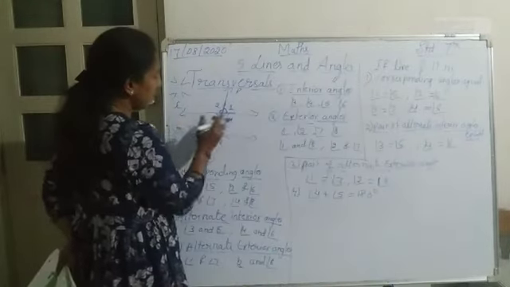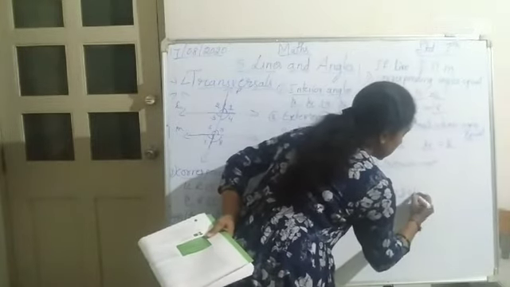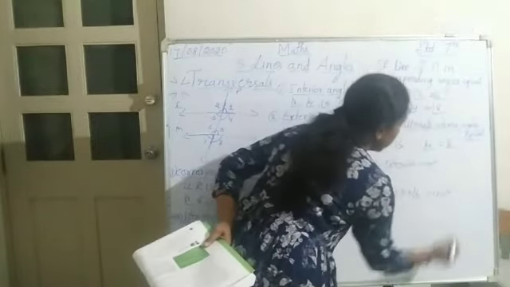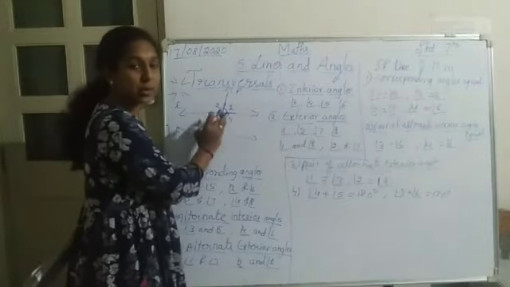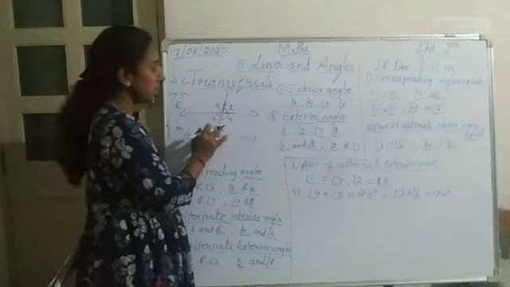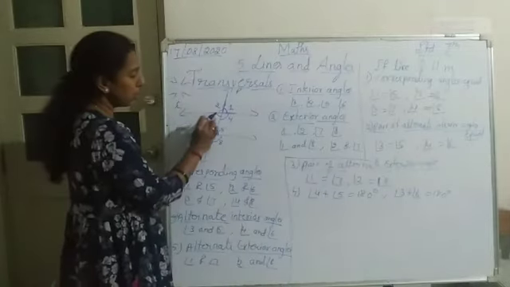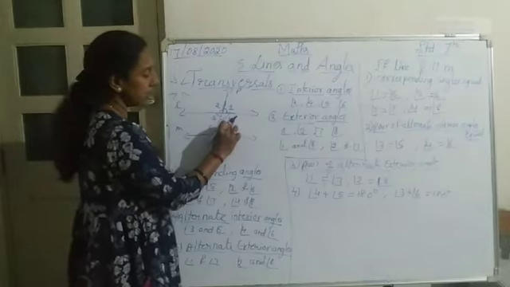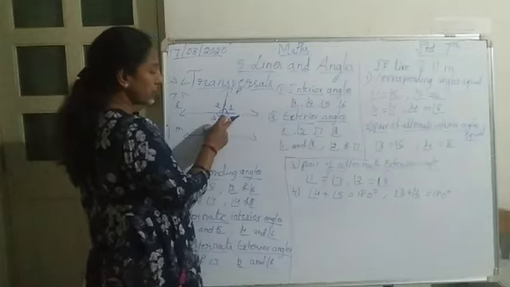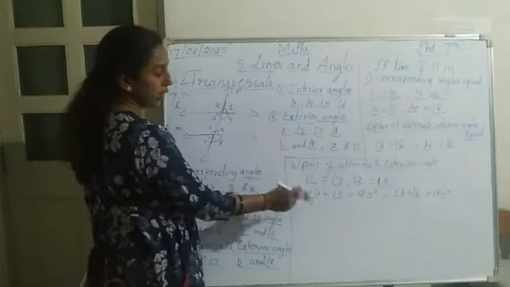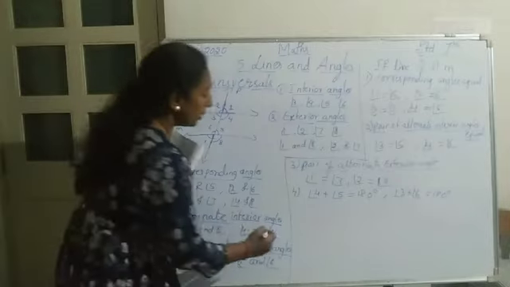In the same way here also, angle 3 plus angle 6 is equal to 180 degrees. Okay, the sum of the interior angles on the same side of the transversal is equal to 180 degrees. So the sum of these two angles will be equal to 180 and this is also equal to 180. See children, this is equal to this, but when you add these two you will get 180 degrees. In the same way, one more point is there.